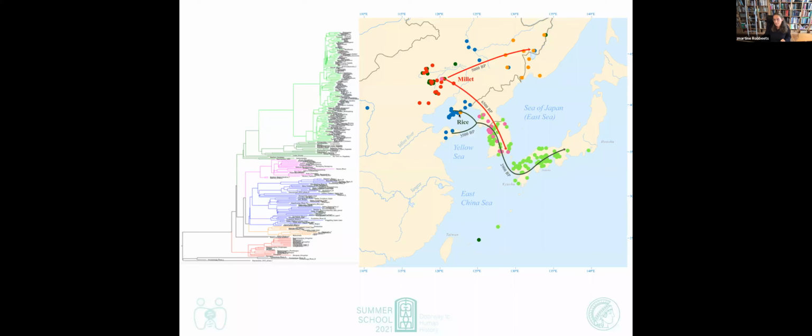This is nicely paralleled with what we know about the expansion route of rice agriculture. Rice was added to the millet agricultural package here in the Liaodong-Shandong interaction sphere. And then around 3,500 BP in the Bronze Age, it traveled to Korea. And from the southern tip of the Korean peninsula, it was transmitted to Japan around 3,000 BP.